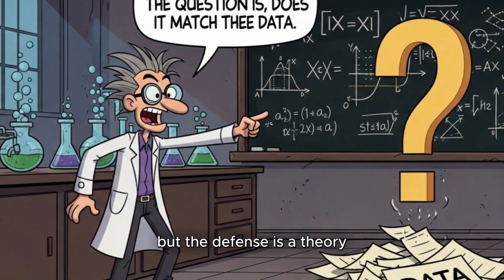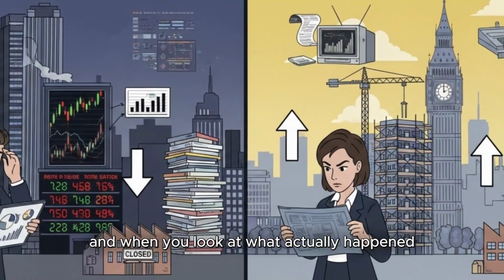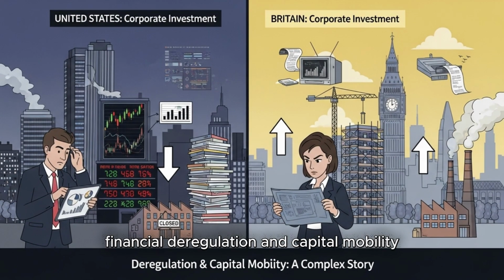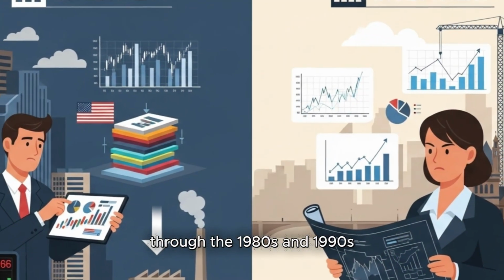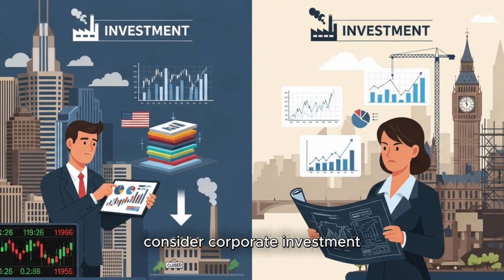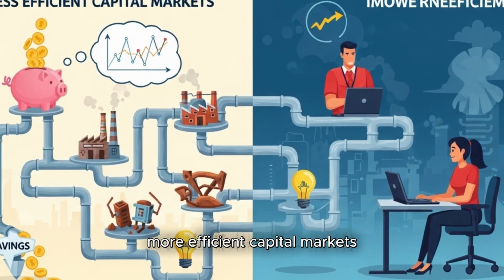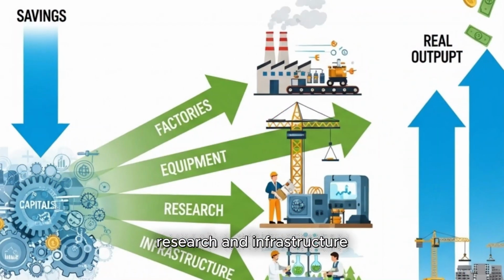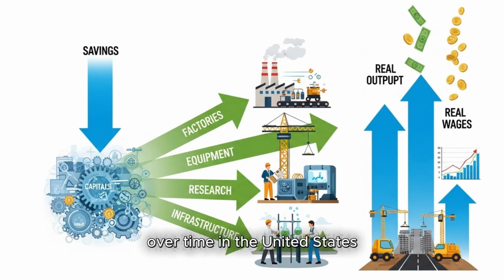But the defense is a theory. The question is whether it matches the data. And when you look at what actually happened in the economies that most aggressively adopted financial deregulation and capital mobility, primarily the United States and the United Kingdom through the 1980s and 1990s, the data tells a more complicated story. Consider corporate investment. The theory predicts that deeper, more efficient capital markets will direct more savings toward productive investment. Factories, equipment, research, and infrastructure, the things that raise real output and real wages over time.